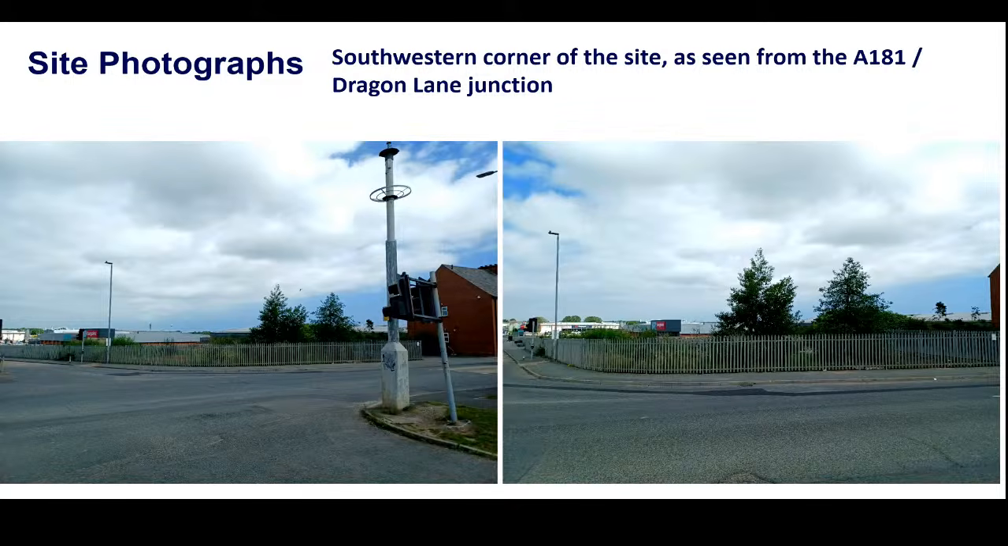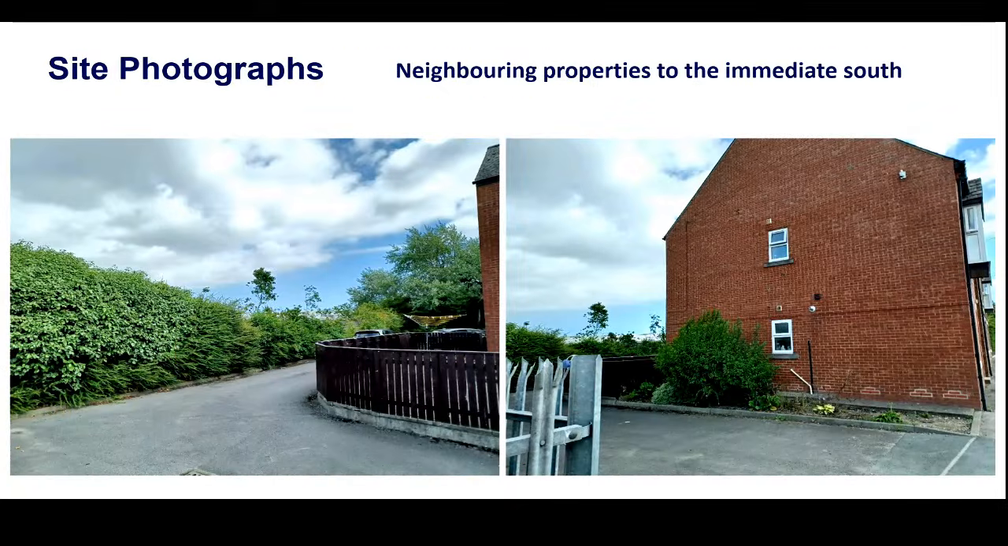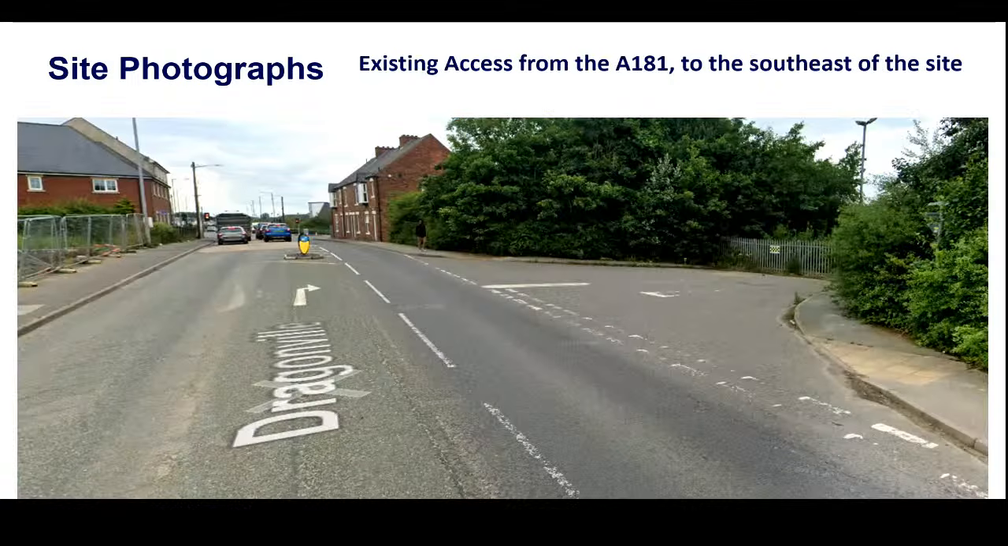So just moving through the site photographs, Chair. The first 2 are taken from the cross junction off to the southwest. So this is the junction between Dragon Lane and the A181. And this shows the existing housing to the south and the adjacent hedgerow. And this is the existing junction into the site, so members on the bus would have seen this as we drove past.